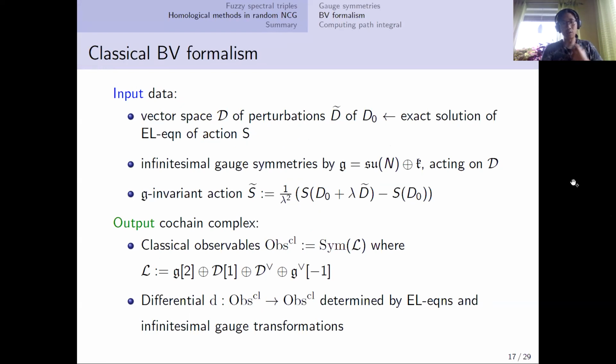Sorry. So with this input data, we get some output. What we get are the classical observables, which is the symmetric algebra of some complex L, where this L should be interpreted as the collection of fields, antifields, ghosts, and antifields for ghosts. And then we also have this differential on these classical observables. This differential, for those of you who know this, is the BV differential. It is determined by the Euler-Lagrange equations and the infinitesimal gauge transformations. I will not write it out explicitly here.